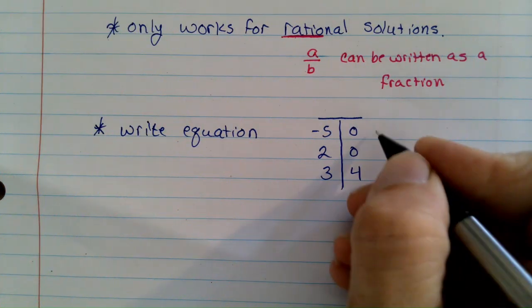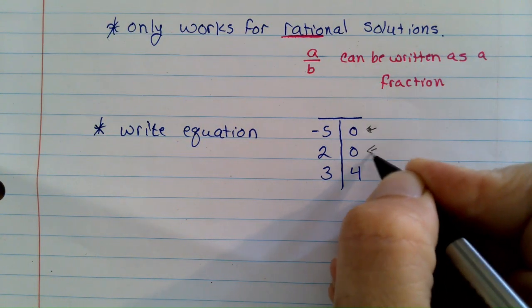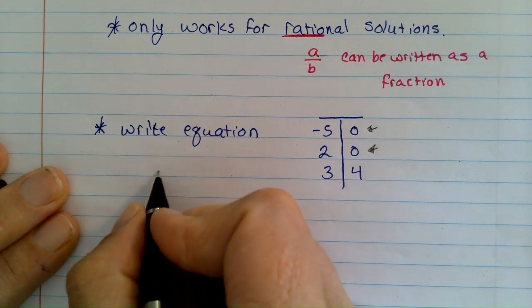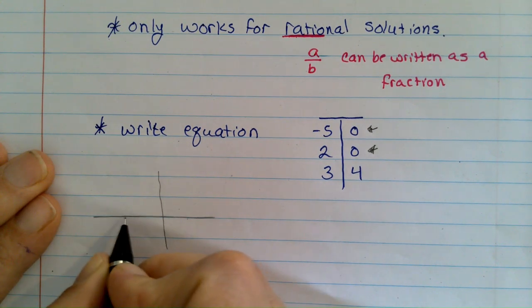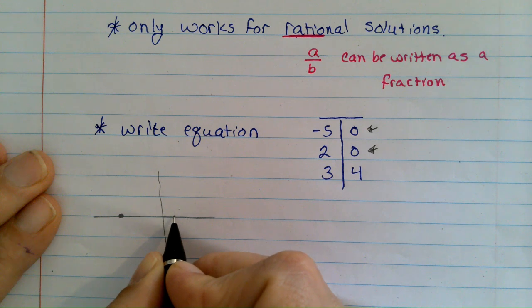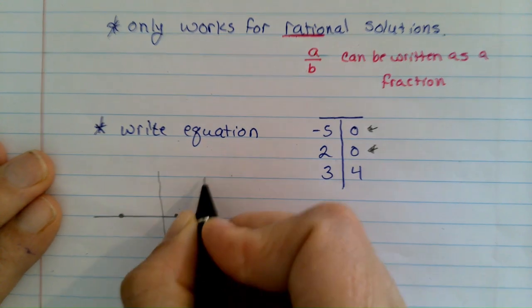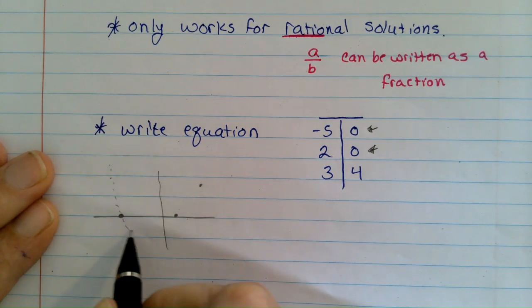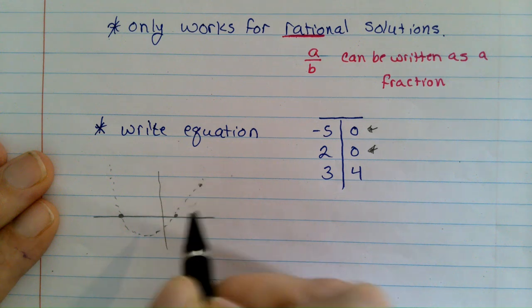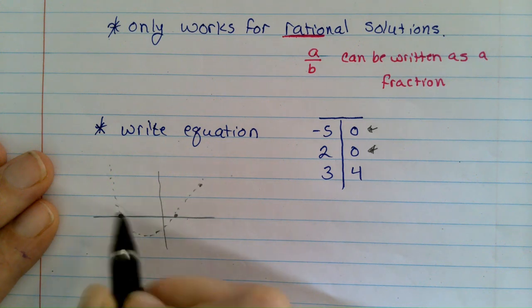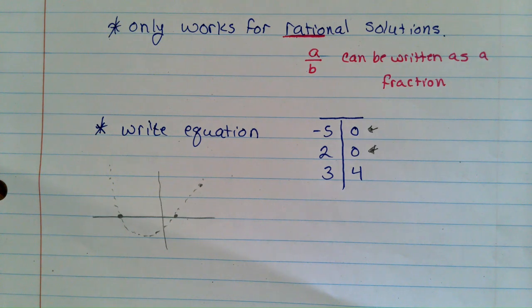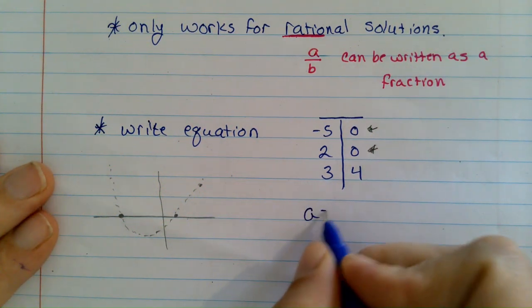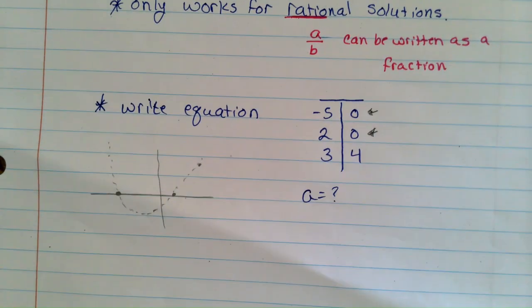However, they're giving us the x-intercepts right here. Okay, making a rough sketch. Left 5, up 0, right 2, 0, and over 3, 4. Okay, so it's got to come down and it's got to come back up. We just don't know where the vertex is. I don't want to do that whole ax squared plus bx plus c pattern that we did in a previous video. We do not know what a is. Who knows?